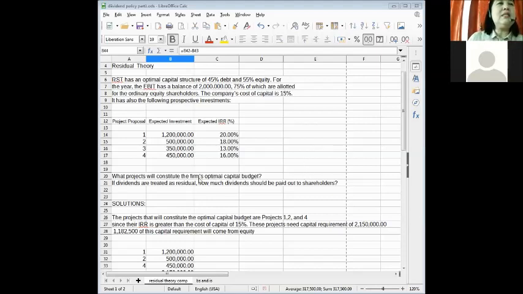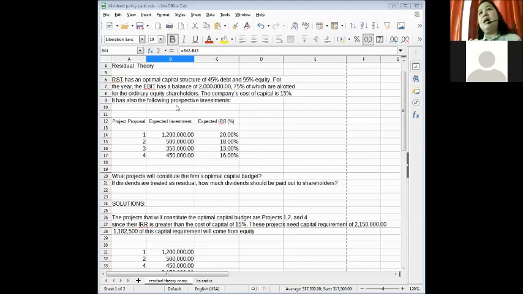It states here that RST has an optimal capital structure of 45% debt and 55% equity. So the capital of that RST is 45% nang galing sa utang at yung 55% nasa equity talaga, sa capital talaga. For the year, the EBIT, earnings before income tax, has a balance of 2 million, 75% of which are allotted for the ordinary equity shareholders.